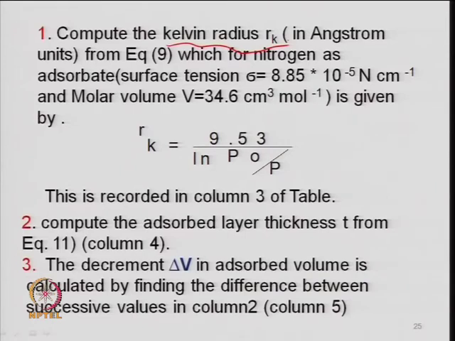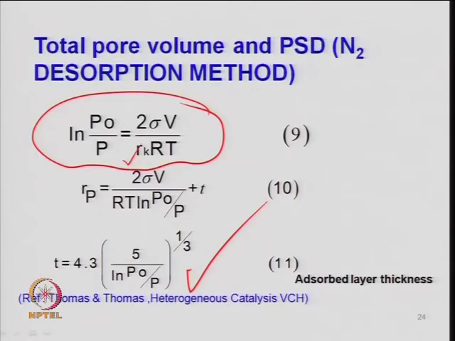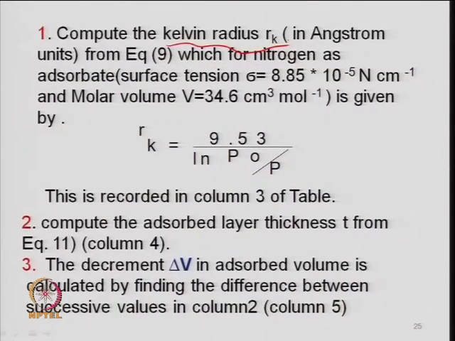Just compute the Kelvin radius RK, which is in angstrom unit, from the equation which we have already talked about. So, your RK is calculated. Surface tension is known to you for nitrogen, 8.85 into 10 to the minus 5 Newton per centimeter. Molar volume is in the unit of centimeter cube per gram mole. You know 1 gram mole of the gas has 22.4 liter, so for nitrogen you can very easily calculate the volume per gram mole. Roughly it comes to 34.6 or 35 centimeter cube per gram mole. So, RK is calculated in a simplified way like this.